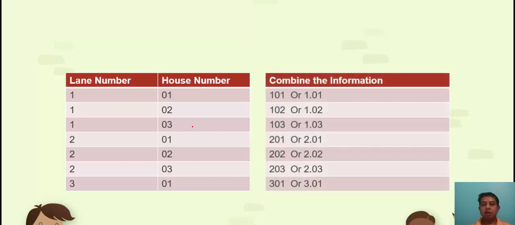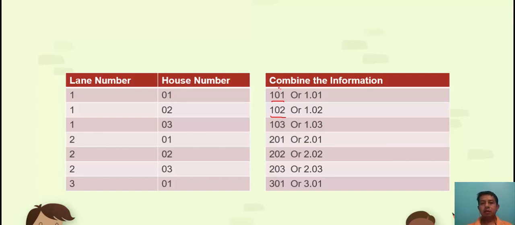Now say I want to combine both this information. A simple way of combining is something like this. Say I have combined these two, 1 and 01, and made information something like 101. I have combined 1 and 02 and this is a combination, 102. Or I may want to put some separator between this. Say here I put a separator, 1.01, where 1 is the lane number and after the dot, 01 is the house number. Again lane number 1, house number 2, lane number 1, house number 3, lane number 2, house number 1, something like that. Some way of combining these two pieces of information.